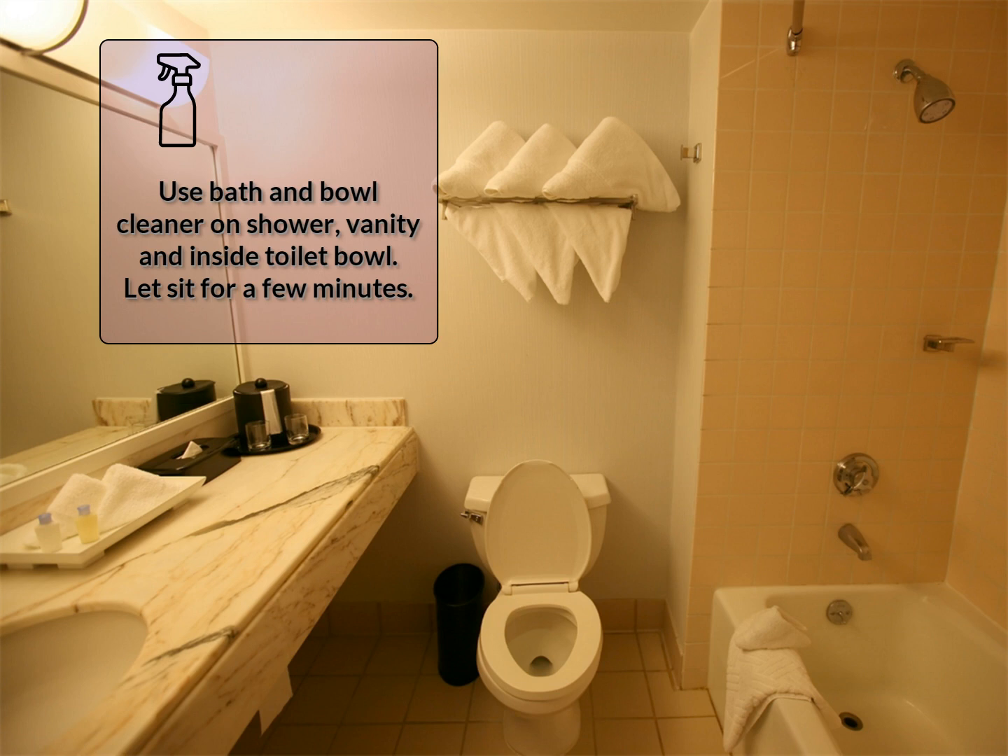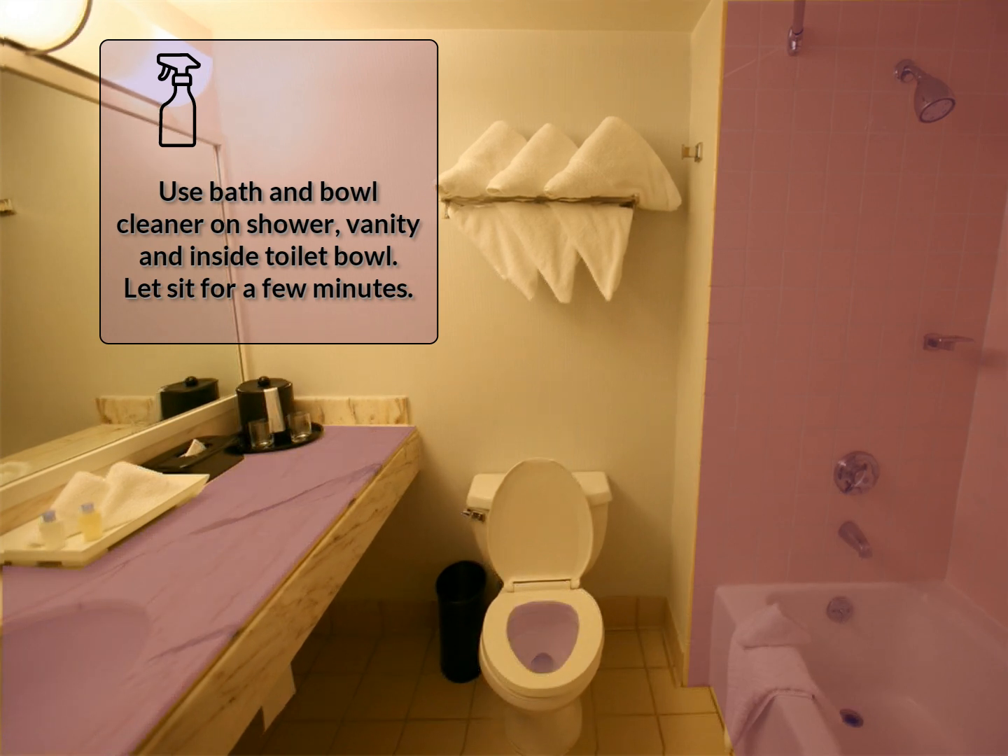Next, use the bath and bowl cleaner to spray down the shower, including the walls, fixtures, and tub, the vanity sink area, and inside the toilet bowl. Let the cleaner sit for a few minutes to dissolve soap scum. Use a towel to wipe down all surfaces in the shower and vanity sink until clean and dry. Be sure to wipe under any objects on the vanity. Use a toilet brush to thoroughly scrub the interior of the toilet bowl and then flush to rinse.